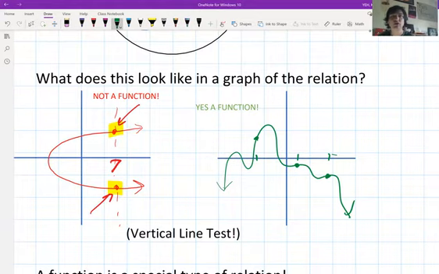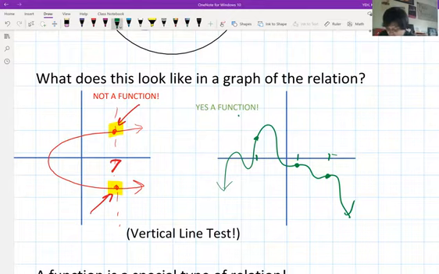So as you see at the bottom, and hopefully you've heard this before, we can perform something called the vertical line test to see if something is a function or not. The vertical line test says if you can draw a vertical line anywhere on the graph and it hits the graph more than once, then that means it is not a function. So that's what's shown with this red dotted line here. We hit twice in that same vertical line, not a function.